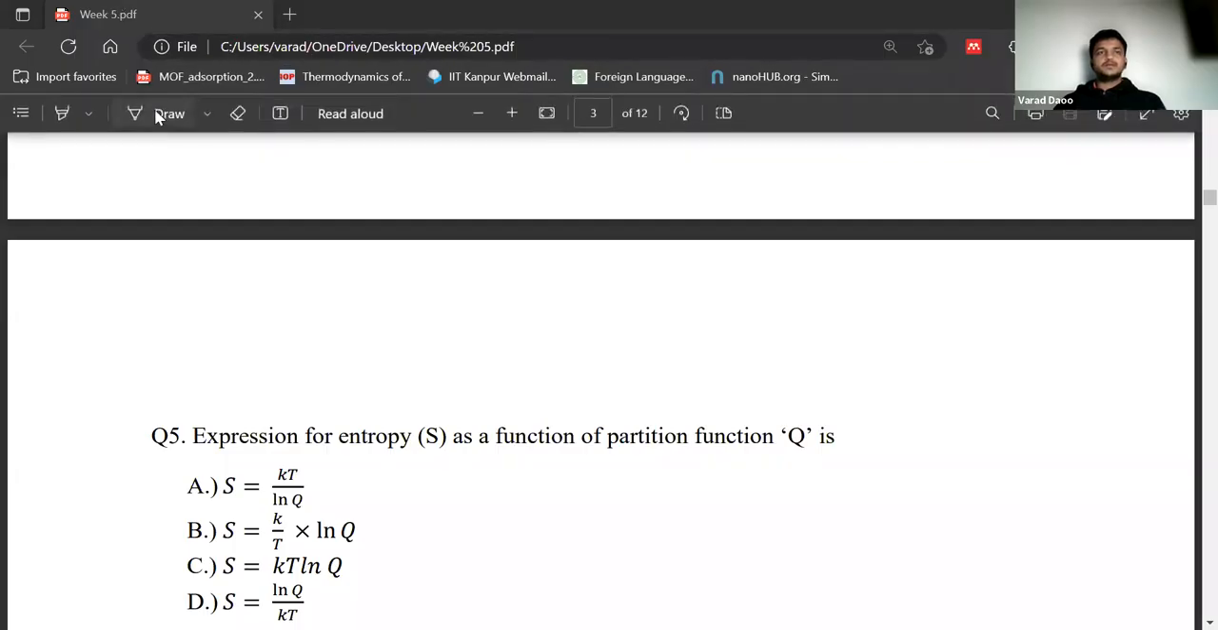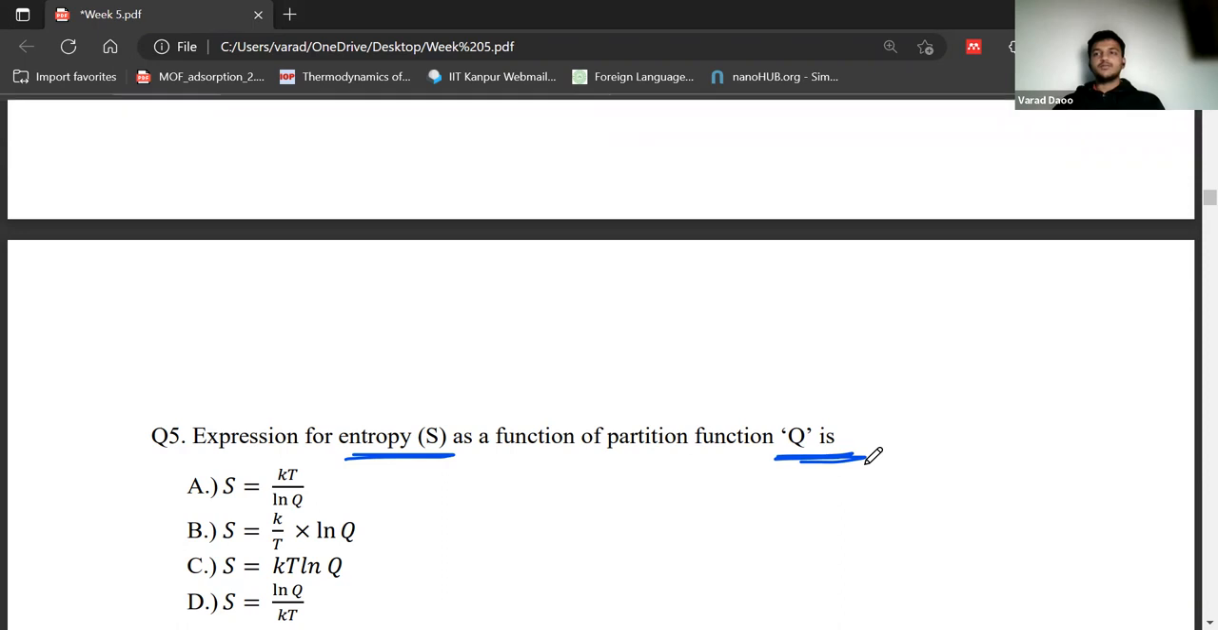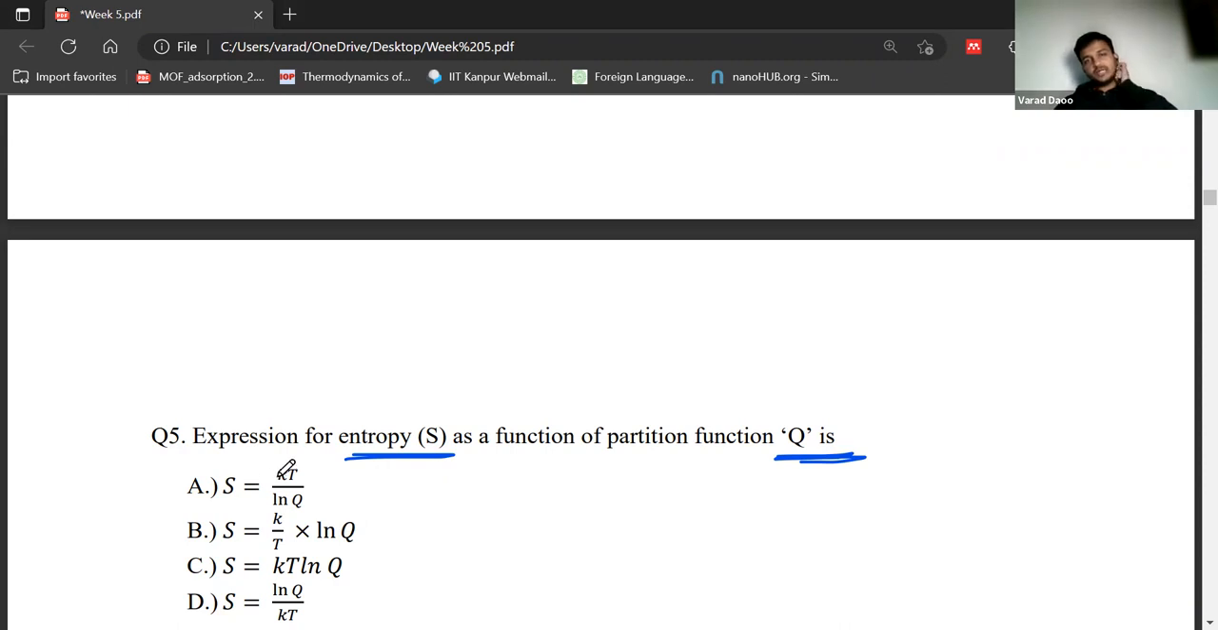So the expression for entropy S as a function of the partition function. What is it? I just told you in the previous question, right? Q stands for the partition function, S stands for entropy, k stands for the Boltzmann constant, and T stands for temperature. Remember what I told you, right?